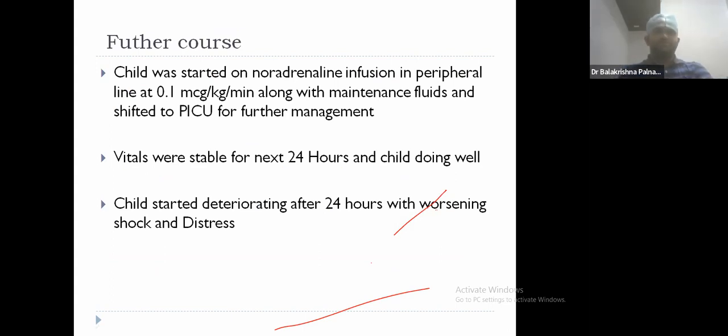Further course of this case: we gave 2 fluid boluses of 10 ml per kg, total 20 ml per kg. We started noradrenaline and maintenance fluids, gave antibiotics, and shifted the child to PICU for further management. Vitals were stable for the next 24 hours and the child was doing well. Now this child started deteriorating after 24 hours with worsening shock and distress.